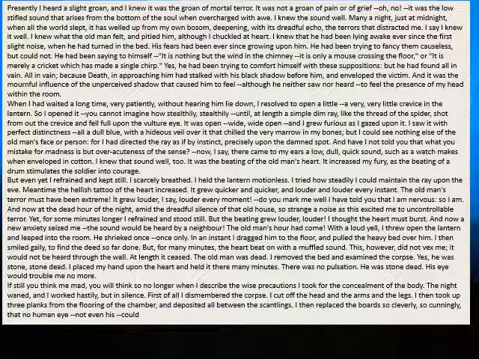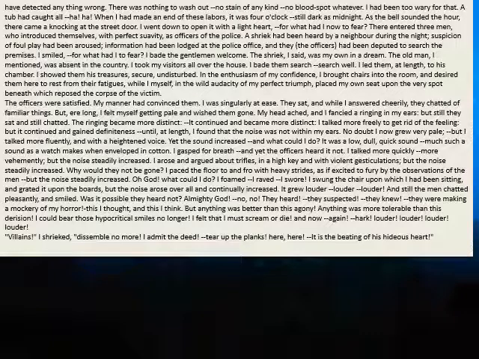I then replaced the board so cleverly, so cunningly, that no human eye, not even his, could have detected anything wrong. There was nothing to wash out, no stain of any kind, no blood spot whatever. I had been too wary for that. A tub had caught all. Ha ha! When I made an end of these labours it was 4 o'clock, still dark as midnight.